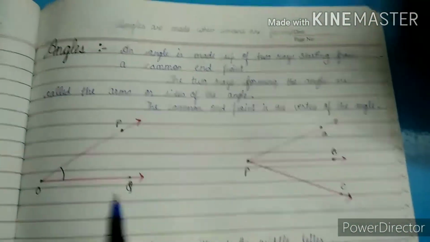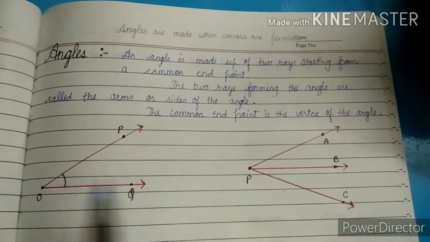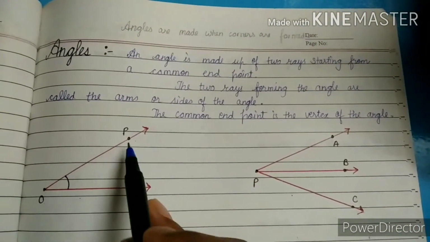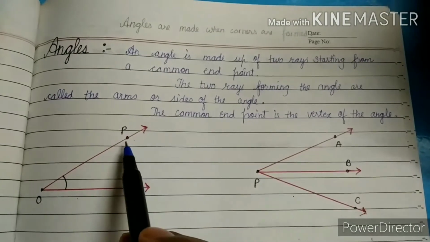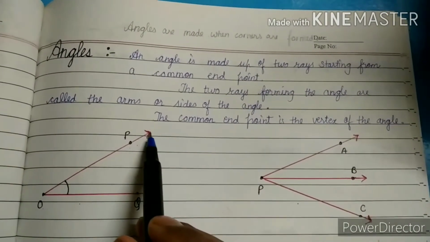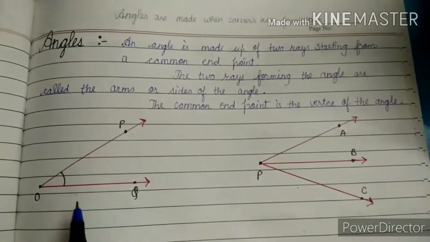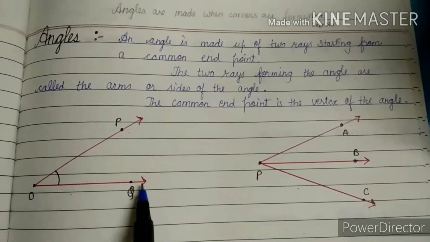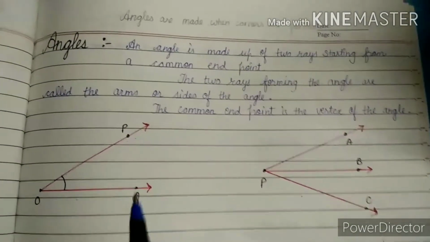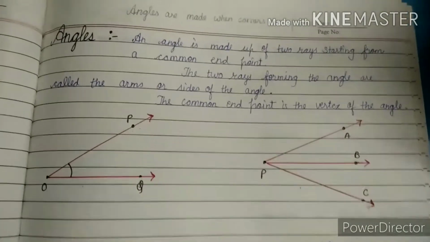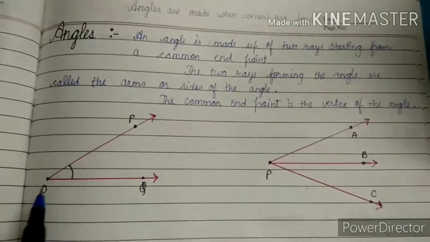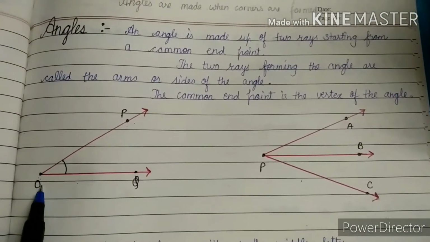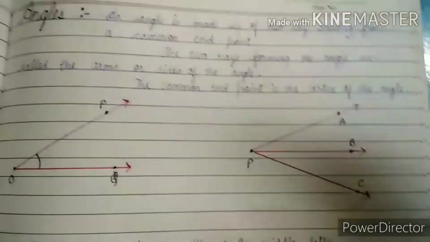As you can see, I made two figures. In the first figure, the first ray is OP, because its starting point is O and P is a point on the ray, but that ray goes on continuously. Same as OQ: O is the starting point and Q is a point on the ray, which also goes on continuously. The main point is that the common point of the angle is O. So O is the common point and the vertex of the angle.